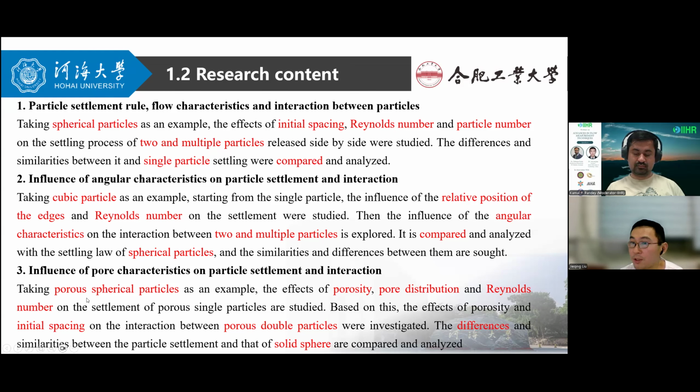Third is influence of pore characteristics on particle settlement and interaction. We take porous spherical particles as an example. The effect of porosity, pore structure, and Reynolds numbers on the settling of porous single particles are studied. Based on this, the effect of porosity and the initial spacing on the interaction between porous particles were investigated. The difference and similarity between porous particle settling and that of solid sphere are compared.